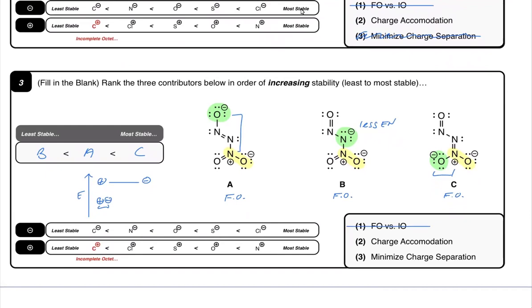But for 3, they were all octets, all possessing full octets. So we had to move on to charge accommodation. That led us to say that B was the least stable because nitrogen's less electronegative than oxygen. But between A and C, they had the same octet status. The same atom was bearing the negative, both oxygens. So we did have to move on to minimization of charge separation. The order of analysis is important.